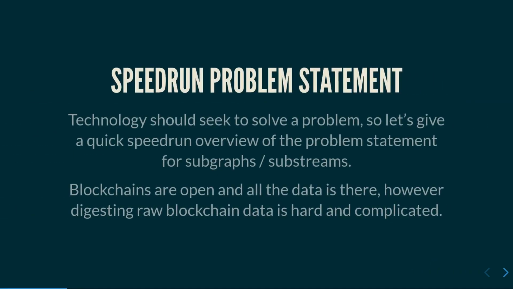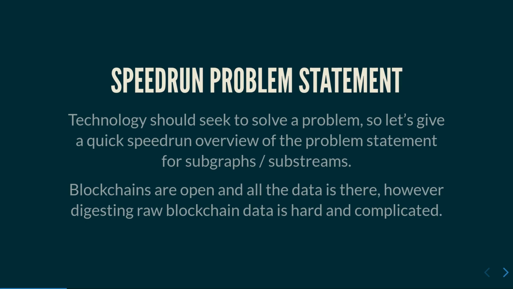But I think it's really important when talking about any sort of technology to remember that it exists to solve some problem. And so let's go over the problem statement for why substreams should exist and why you should care in the first place. Blockchains are open, and all the data is out there in public for any of the node operators to have. However, digesting the raw blockchain data is hard and complicated, and finding the data you care about for whatever your application is can be pretty difficult and convoluted.